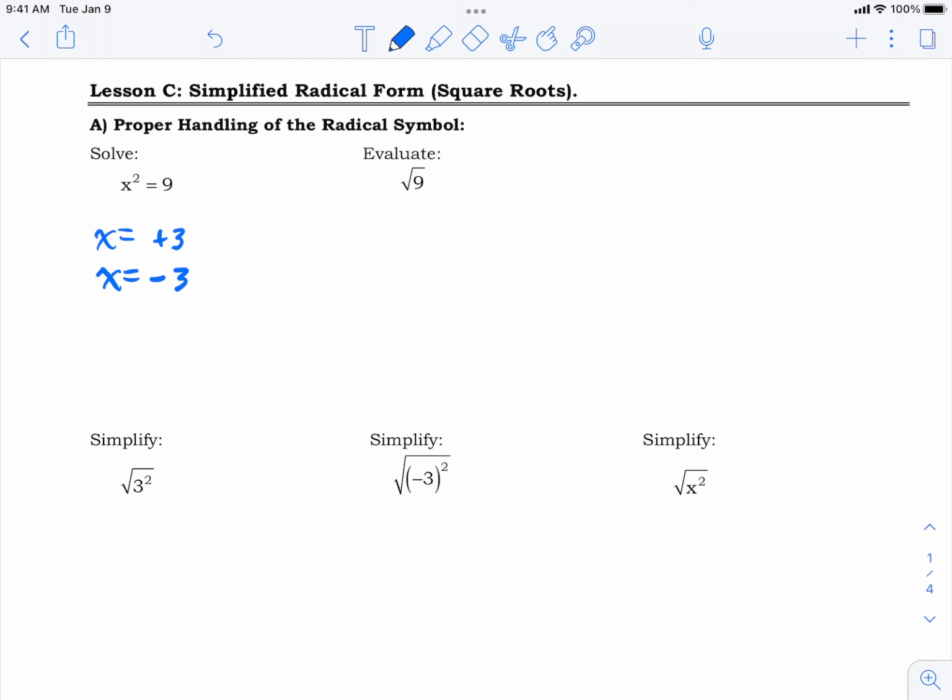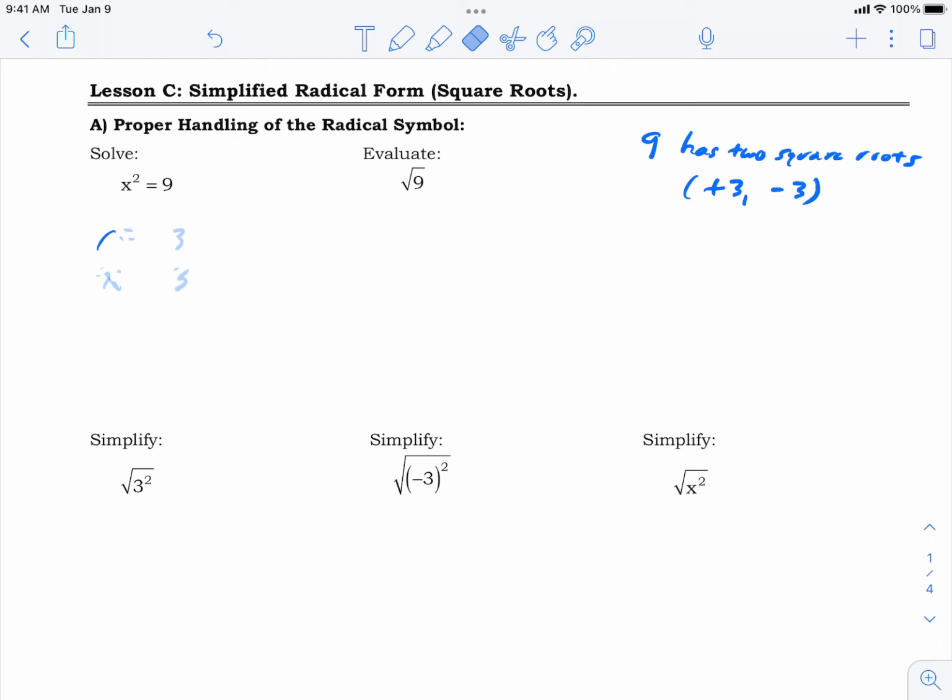Let me write that over here. 9 has 2 square roots, if you want to be Minnesotan about it. 2 square roots, plus 3 and minus 3. So there are 2 solutions to this equation. If x is some number, and what I know is that when I square it I get 9, well, there's 2 possibilities for x. It's either plus 3 or minus 3.